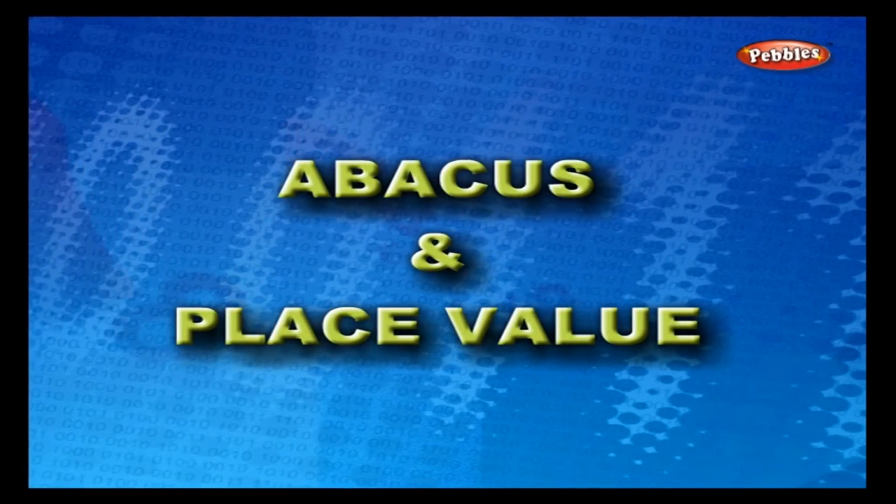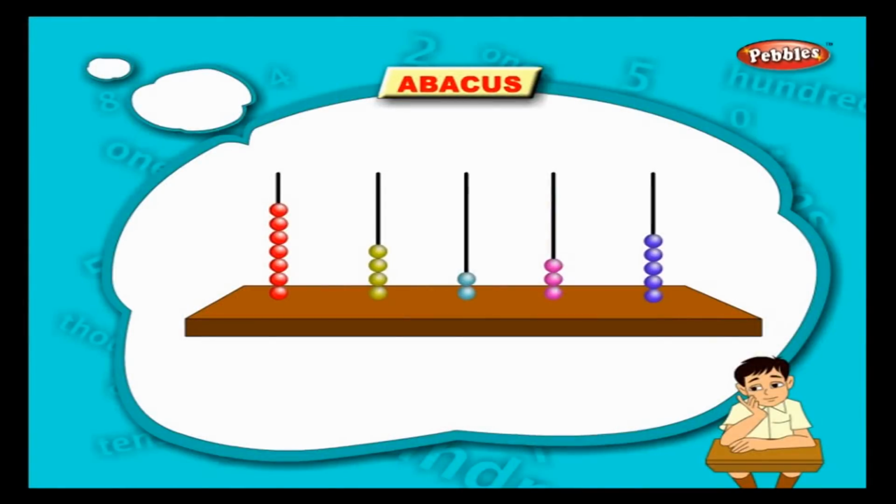Abacus and place value. This is an abacus. It has a wooden board as a base with wires which has balls sliding on it. Each wire has different colors of balls to represent different place values of numbers. Let us learn the place value of numbers with the help of it.